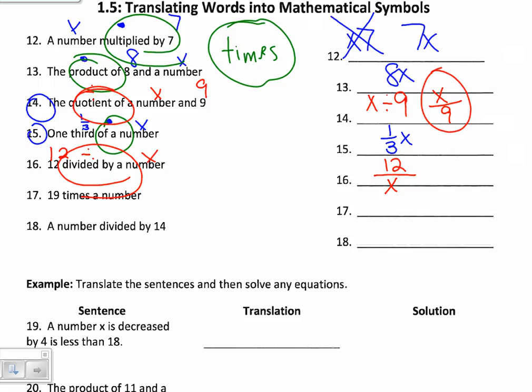So now you need to stop, and you're going to do section 1.5, checkpoints 3 and 4. Make sure you do checkpoints 3 and 4 for section 1.5.